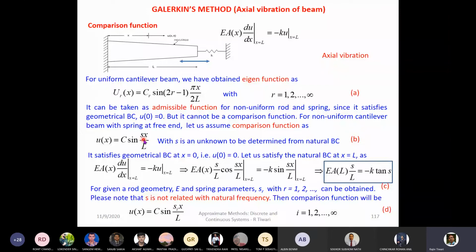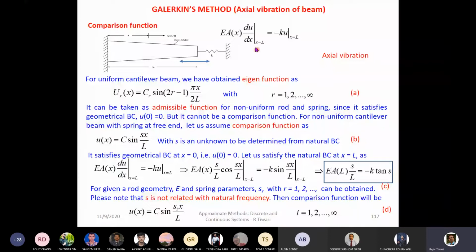And now our aim is to obtain s, which will satisfy both the boundary conditions, the geometrical boundary condition and the natural boundary condition. So that is the aim. S has to be found out so that we can satisfy both boundary conditions of the problem. Because this function is sine, it already satisfies the geometrical boundary condition that at x equal to 0, u is 0. If you put x equal to 0, this becomes 0. So for the geometrical boundary condition, there is no problem for this function.